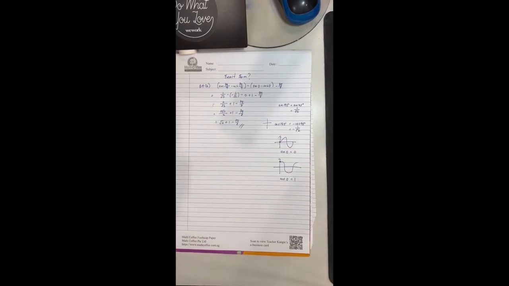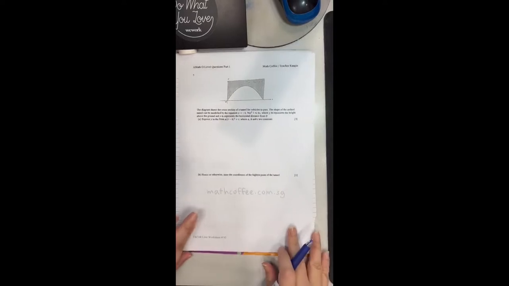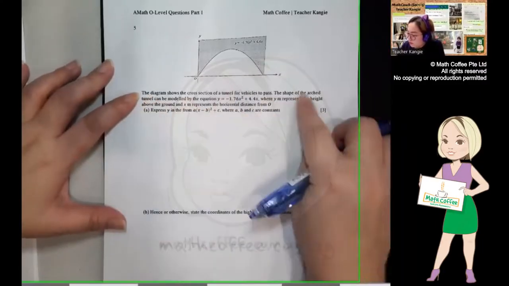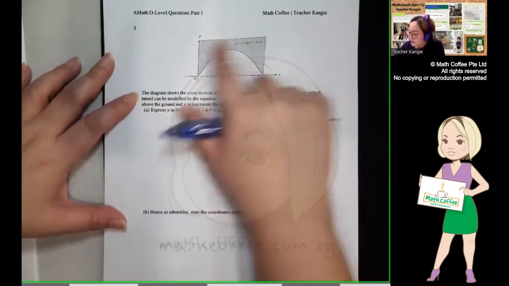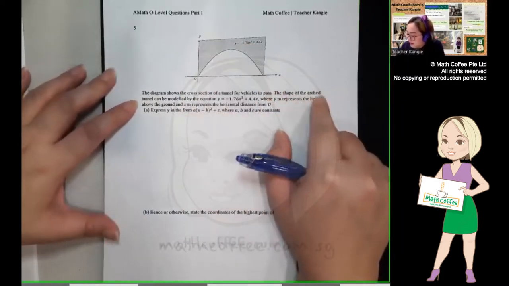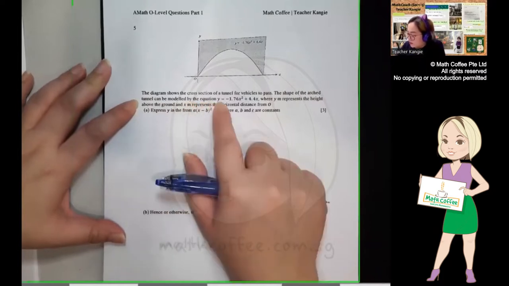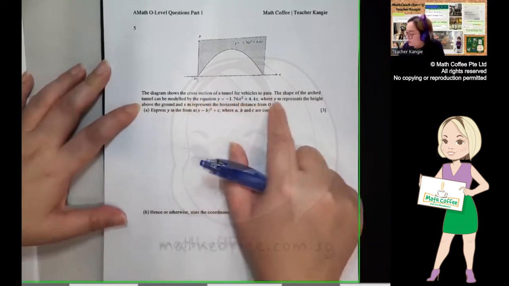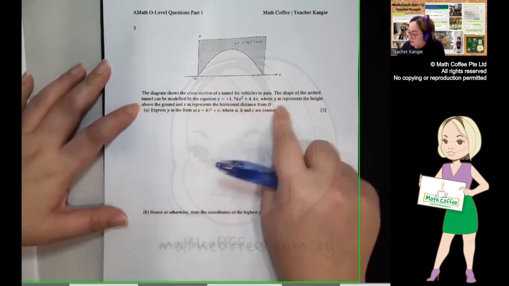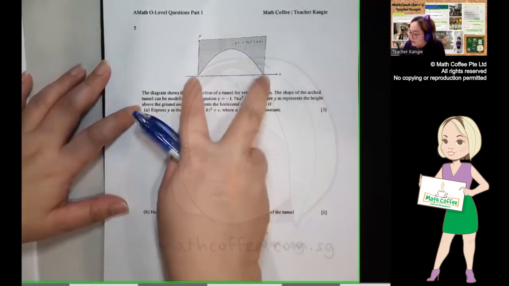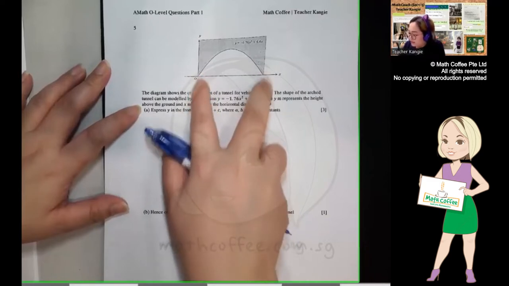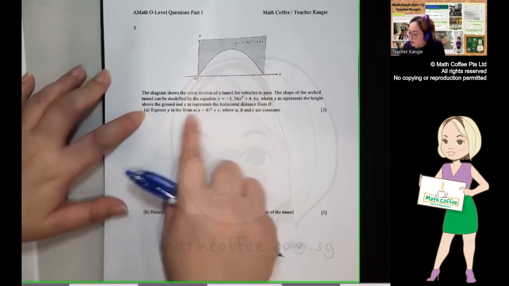Okay, now let's move on to the next question. Okay, question number 5. So the diagram shows the cross-sectional area of a tunnel. So this is the tunnel. Okay, the shape of the arc tunnel can be modeled by this equation, y equals blah, blah, blah. So this is a quadratic and it's a set face. They say the y represents the height and the x represents the horizontal distance from O, which is this way. So express y in the form blah, blah, blah.